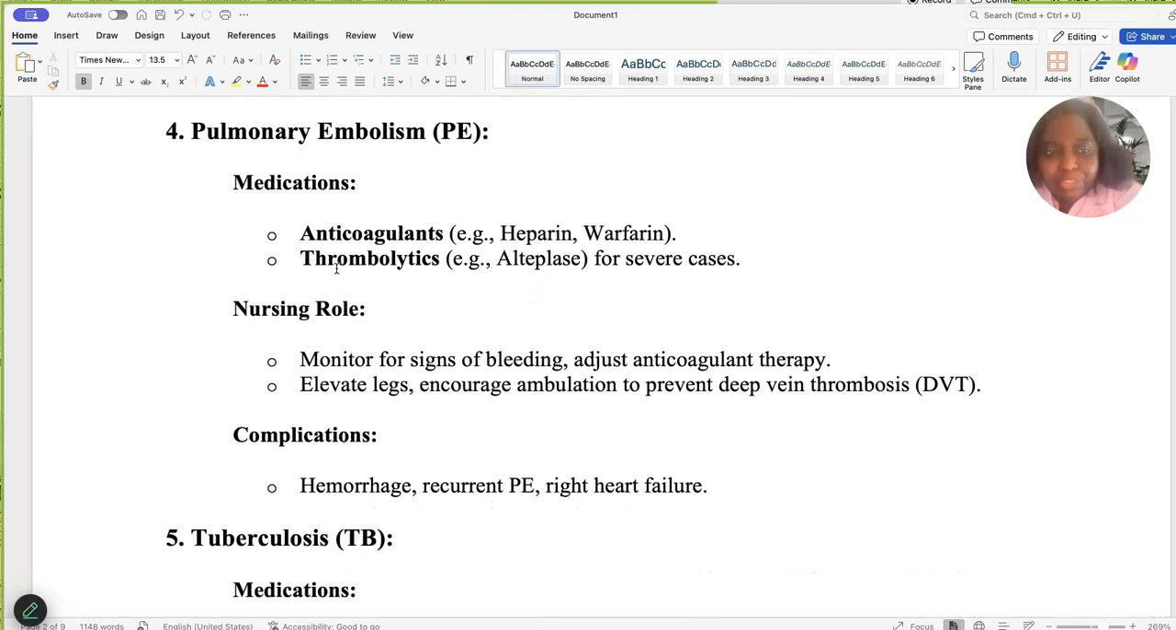Another pathology is pulmonary embolism. With pulmonary embolism, what medications do we need to tap into to support them? Anticoagulants, thrombolytics. Again, knowing anticoagulant is not enough. Knowing the kind of drugs that we have under anticoagulant is important, because you may not get the exact class on the exam. They may just throw warfarin or heparin on the exam, and you have to be able to pick it up. That is an anticoagulant. Thrombolytics, alteplase for severe cases.